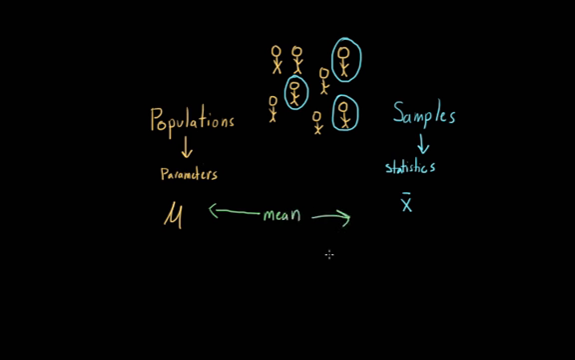Some other symbols that you might come across when looking at statistical equations are this one here, the Greek letter sigma, or a lowercase Roman letter s. And both of these symbols represent standard deviation, but the sigma is the standard deviation for the population, and the s is the standard deviation for the sample.